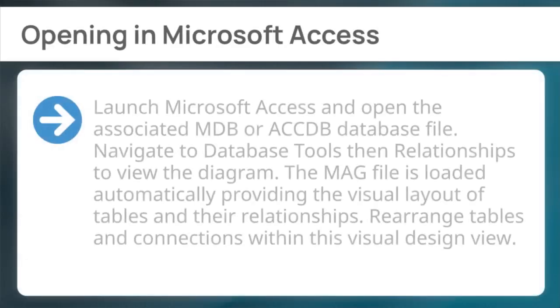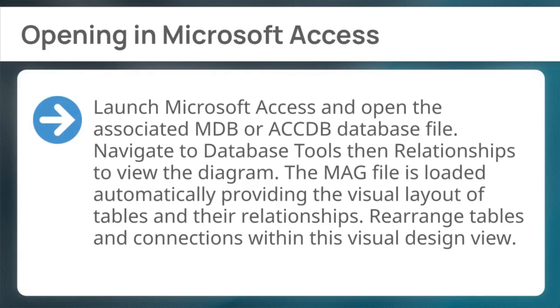First, opening in Microsoft Access. Launch Microsoft Access and open the associated MDB or ACCDB database file. Navigate to Database Tools, then Relationships to view the diagram. The MAG file is loaded automatically, providing the visual layout of tables and their relationships. Rearrange tables and connections within this visual design view.